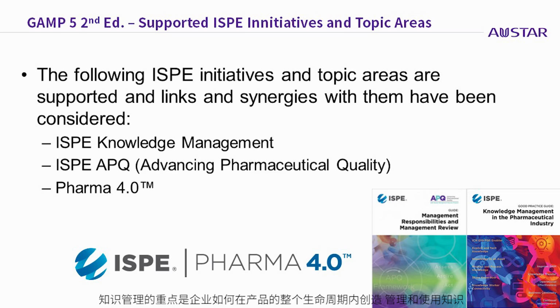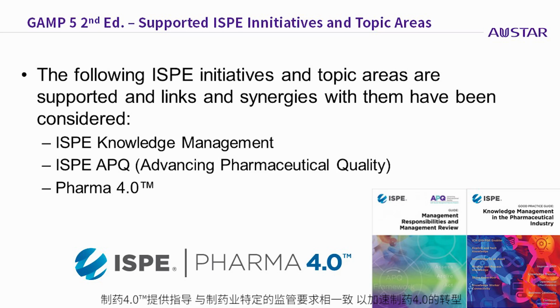Knowledge management focuses on how organizations create, manage, and use knowledge throughout the life cycle of a product. It enables organizations to better manage their knowledge as a key asset, in turn improving the effectiveness of the pharmaceutical quality system and providing operational benefits. Advancing Pharmaceutical Quality (APQ) is building industry for industry tools and programs to help companies assess and improve their quality operations.